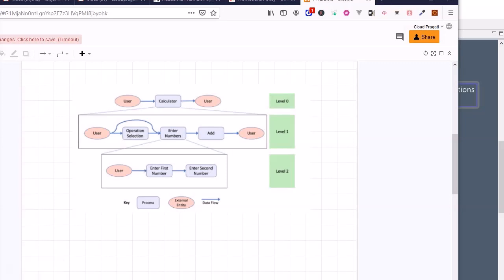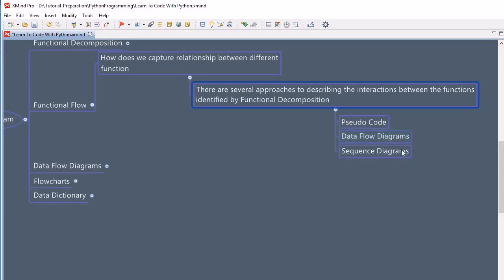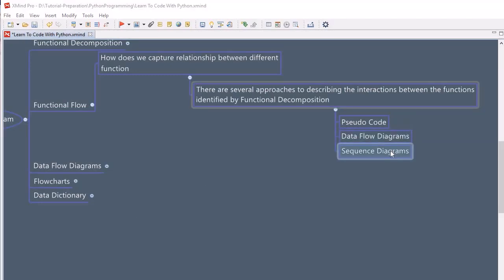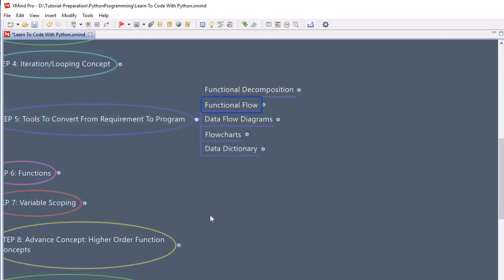Now let's jump back. After that we also have something called the sequence diagram. This is again another tool which helps us convert a program from requirements. Now moving further, we have seen here the data flow diagram.